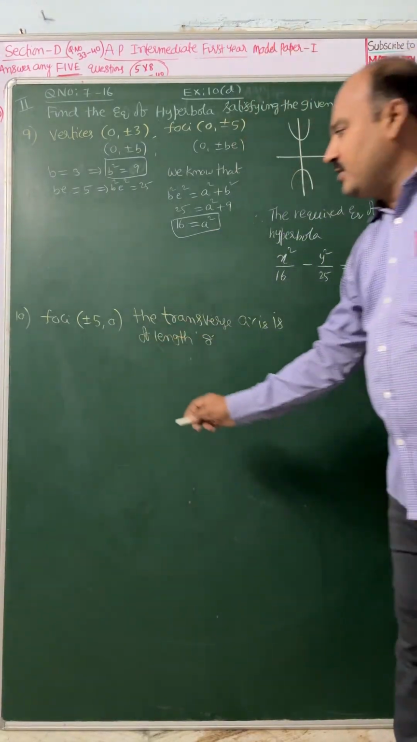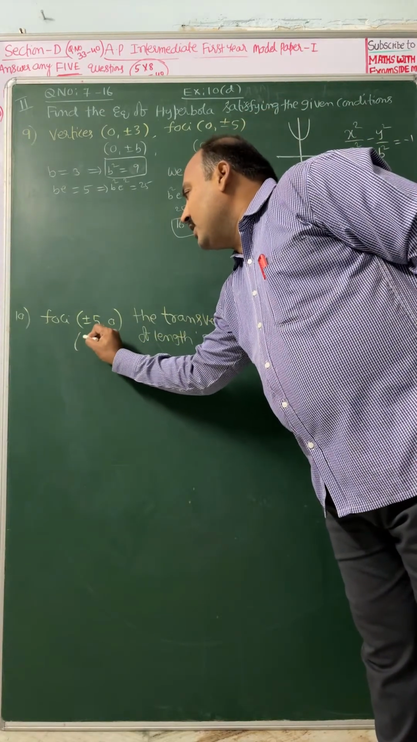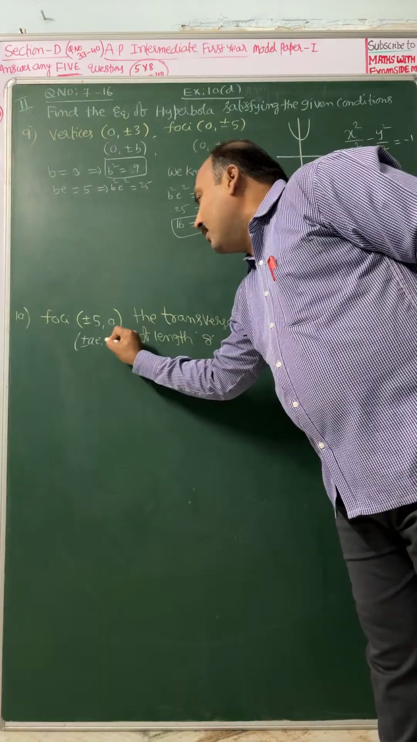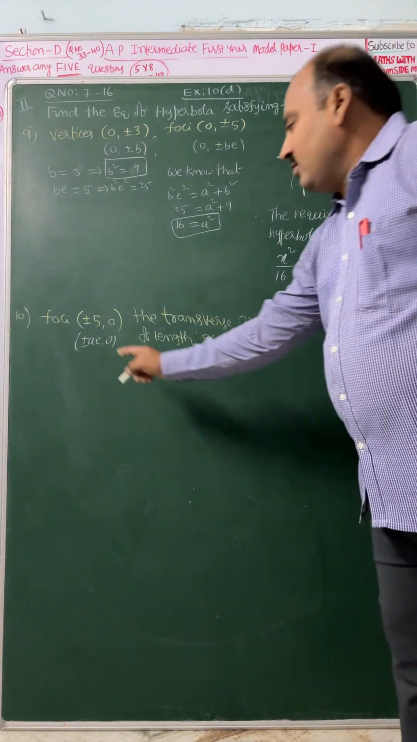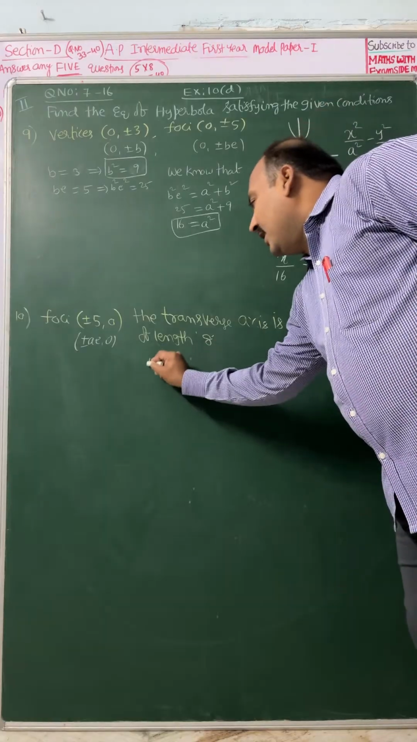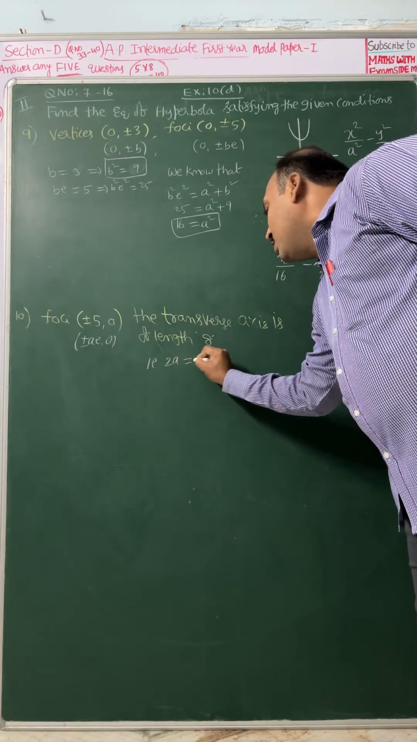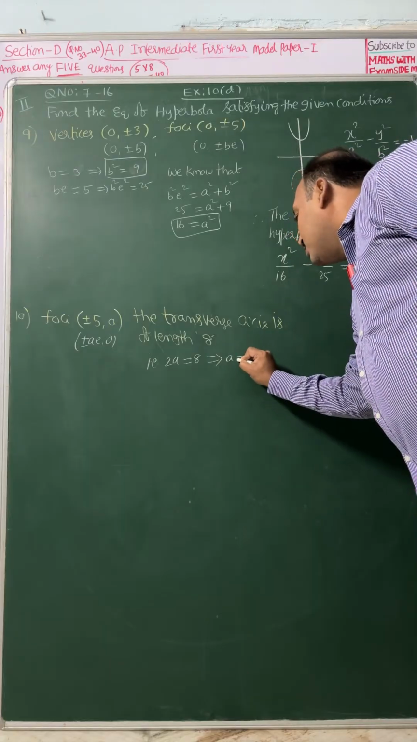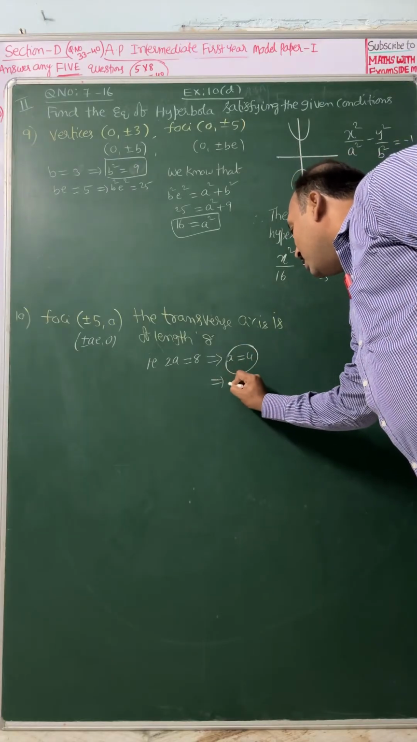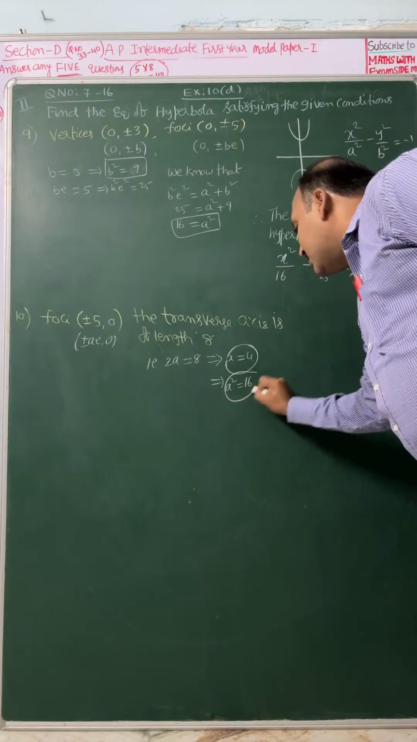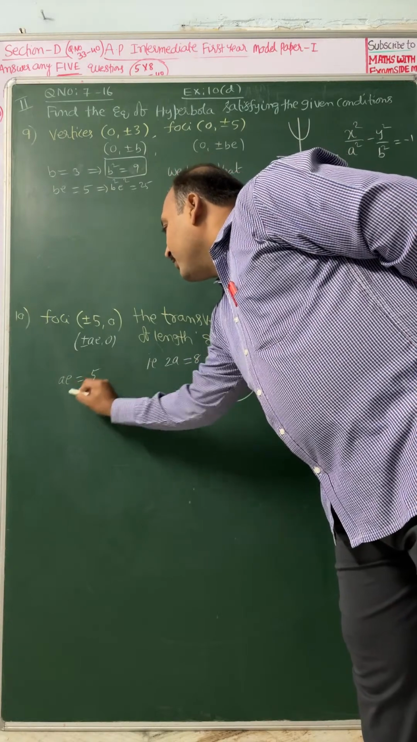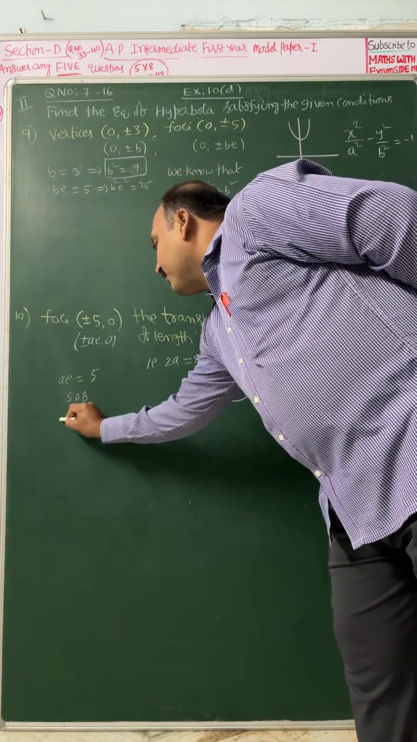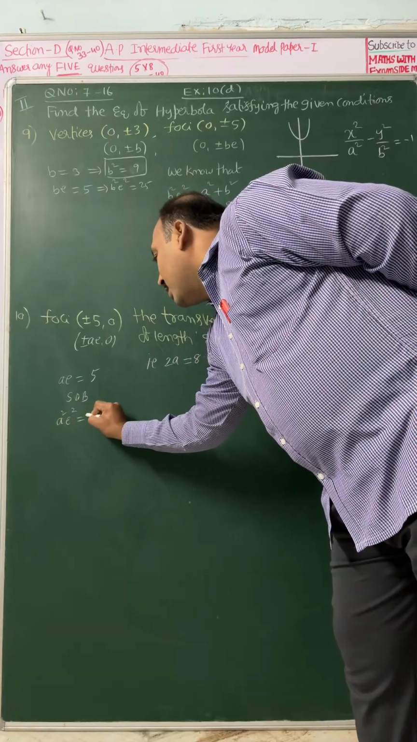In this question number 10, foci coordinates are plus or minus 5 comma 0, means plus or minus a e comma 0. Clearly, the foci lie on transverse axis and transverse axis length is given as 8. That is, transverse axis length 2a is equal to 8. That implies a is equal to 4. So a square is equal to 16. A square value 16. AE value is 5. Squaring on both sides, a square e square equal to 25.